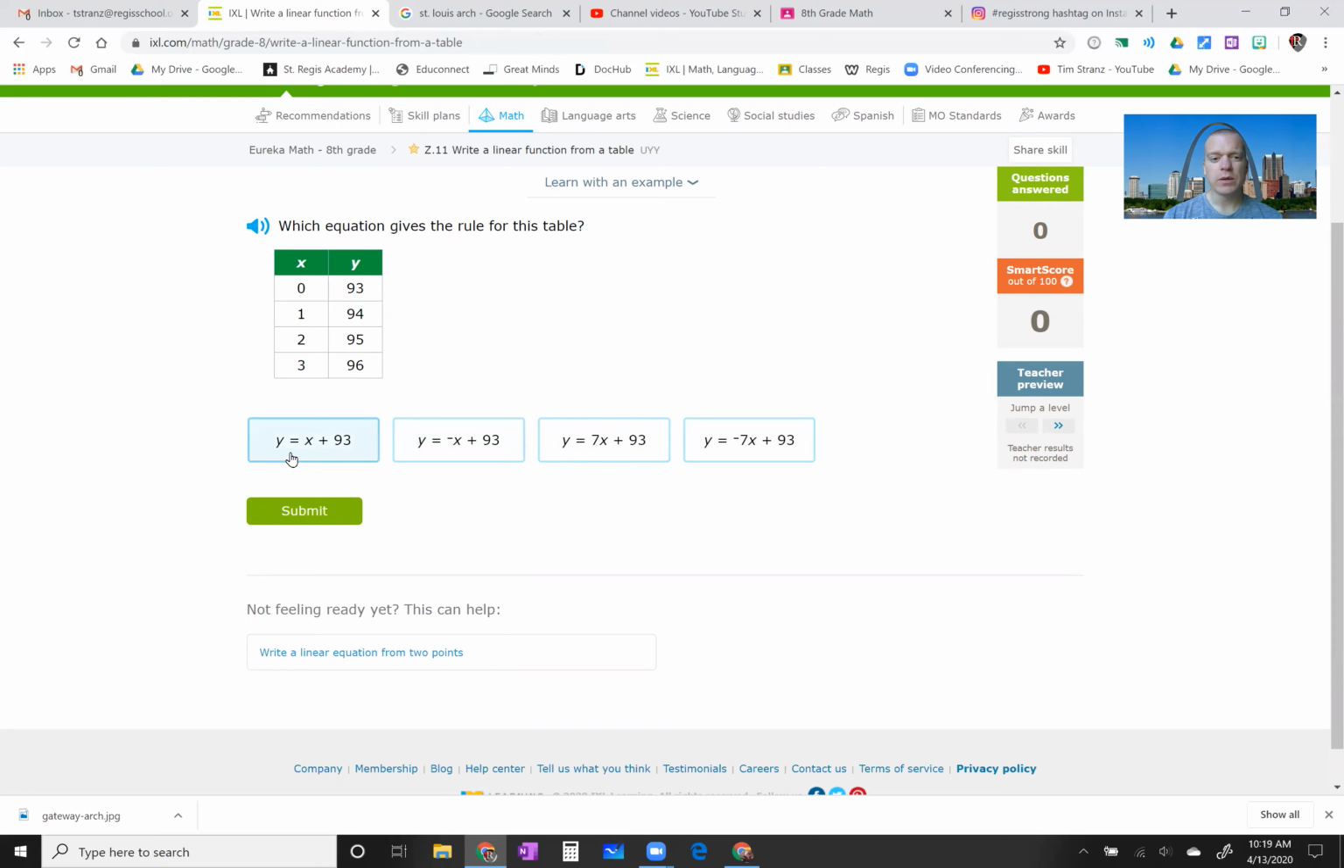So you got y equals x plus 93. So y equals x, this is your x plus 93. Yeah, that would work. Plus 93, plus 93, plus 93. So you know this one, right? Can you pick more than one? No. So you can only pick one. All right, you know right off the bat, it's that one. Let's look at another one.